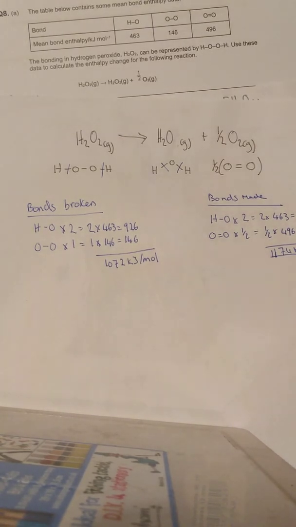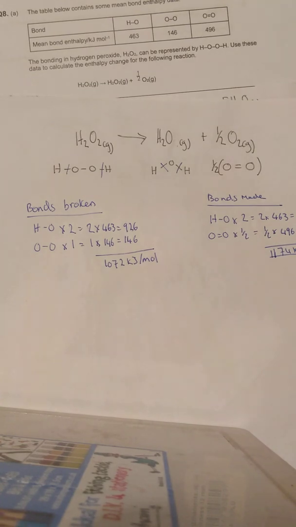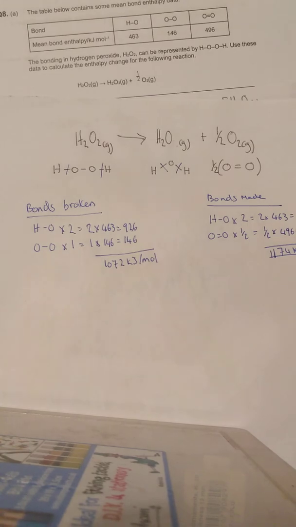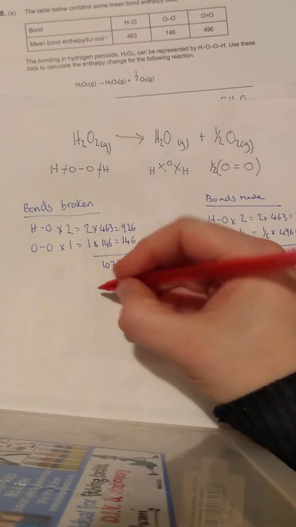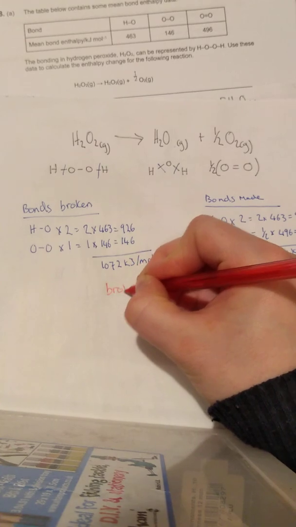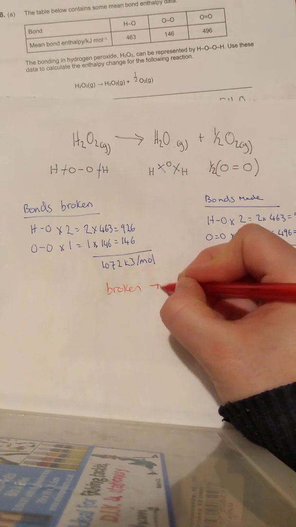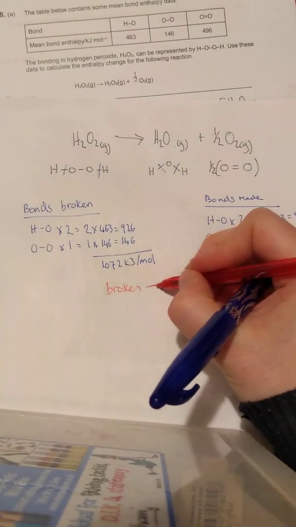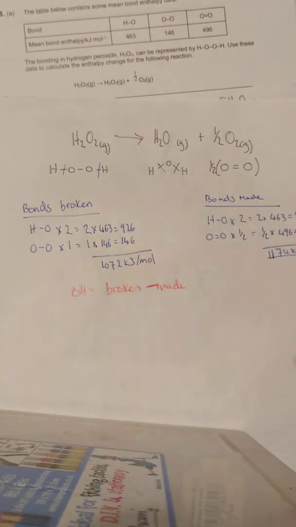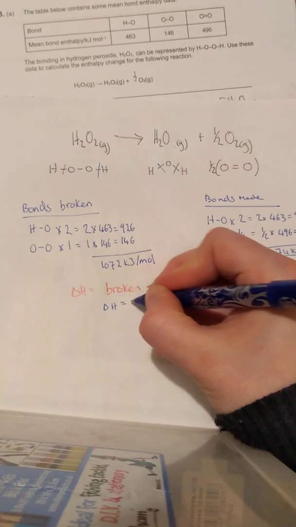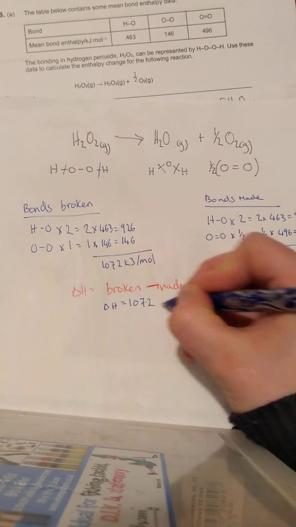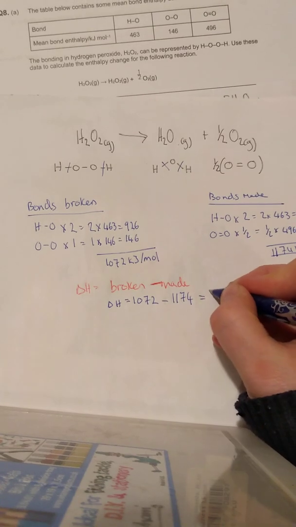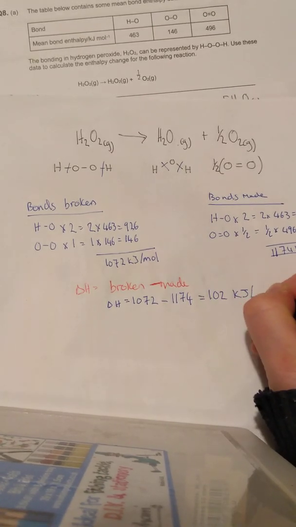Okay, now people made silly mistakes when they're doing their tallies. It's normally on this one that most of you get what you're meant to do, you'll just do a basic typo. So we're going to do bonds broken minus the ones made. So our delta H equals 1072 minus 1174, and that equals minus 102 kilojoules per mole.